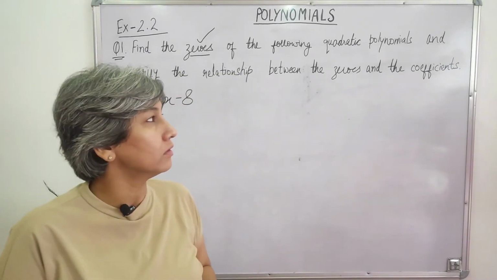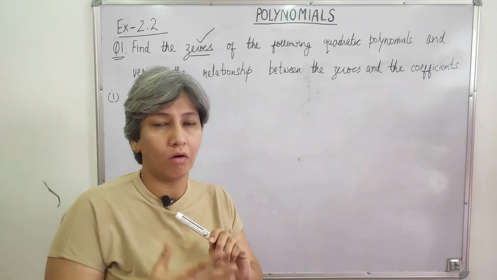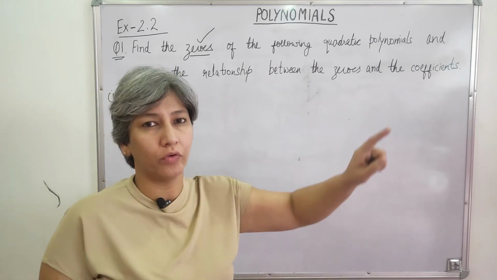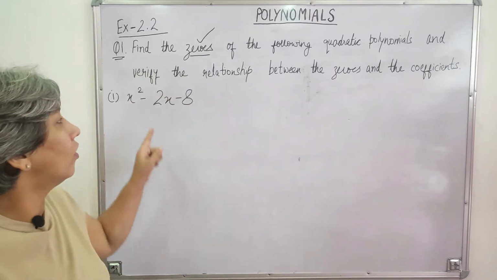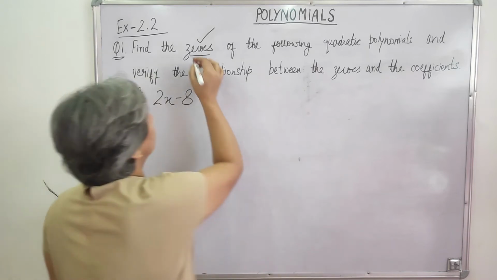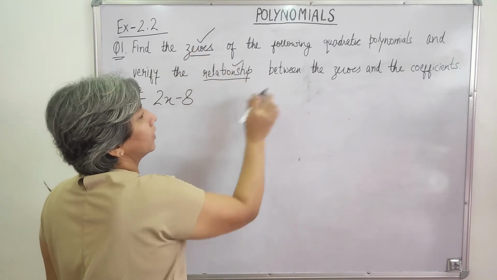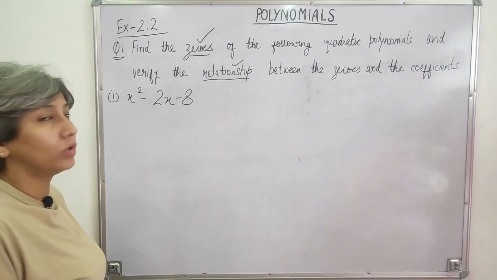We know there exists a standard relationship between zeros, or rather sum of zeros and product of zeros, and the coefficients. So we have to establish those relationships for all the polynomials given to us, right? So first is zeros and second is establishing the relationship between zeros and the coefficients. So let's start doing the question.